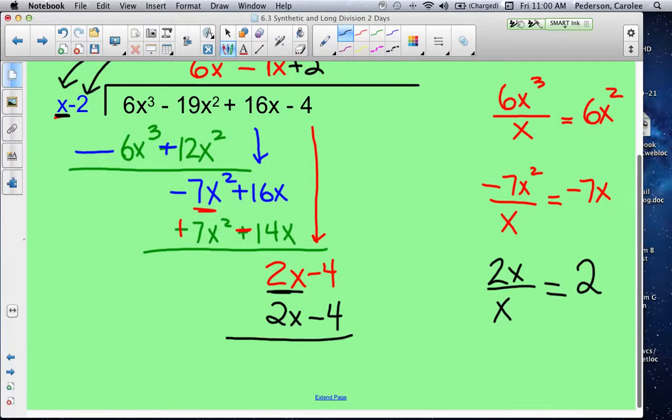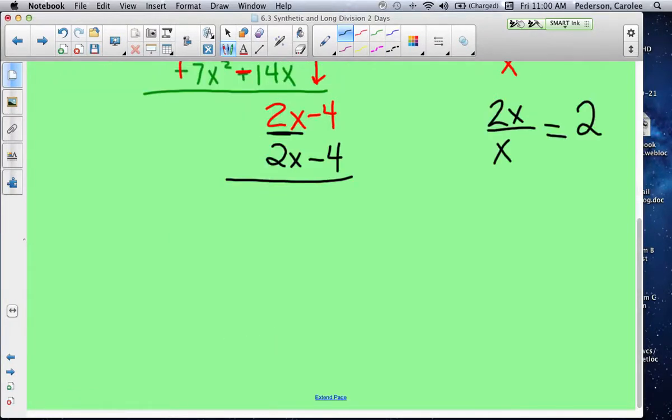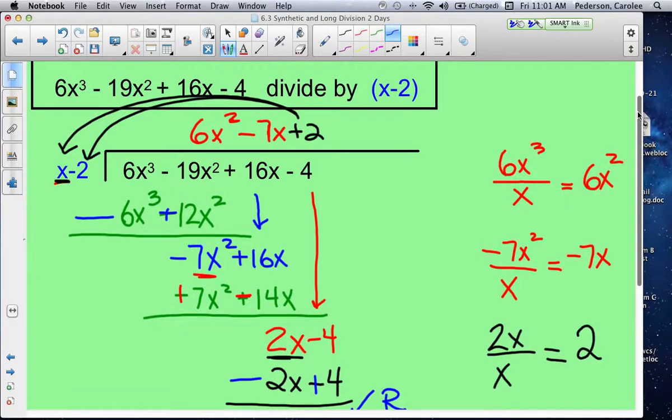The line underneath it. And now I make sure I change my signs. I'm subtracting through. So subtract, well this already is a subtract, so I change it to a plus. 2x minus 2x is 0. Negative 4 plus 4 is 0. What I got is a remainder of 0. So this tells me it is factorable. So my answer then is right here. So 6x cubed minus 19x squared plus 16x minus 4, dividing it by x minus 2 is going to give me this as my answer.